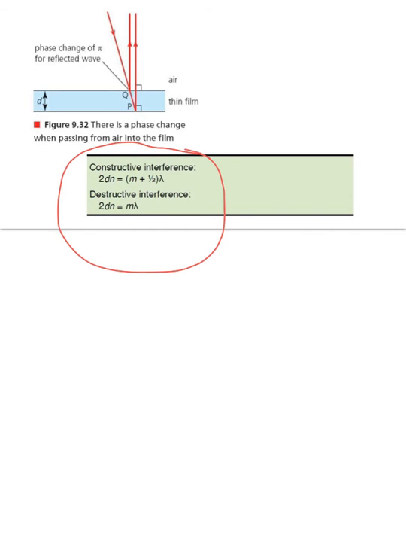Now for constructive interference, 2dn, 2 times the thickness of the film times the refractive index, equals m plus a half lambda, and destructive interference would be the case where you don't have this half phase difference, and so therefore you get destructive interference.